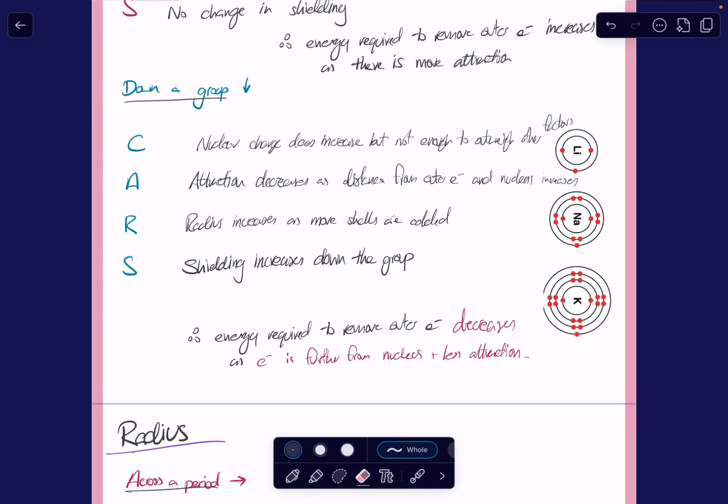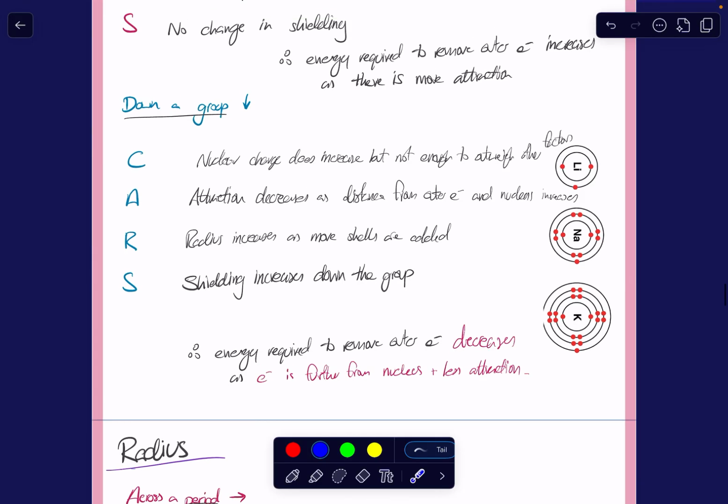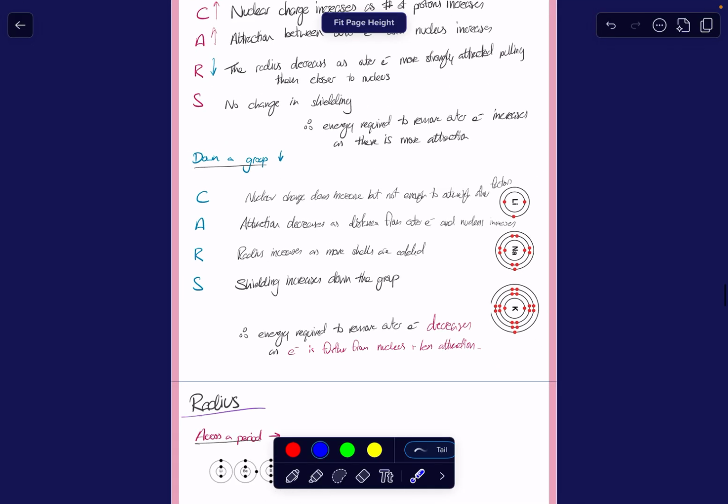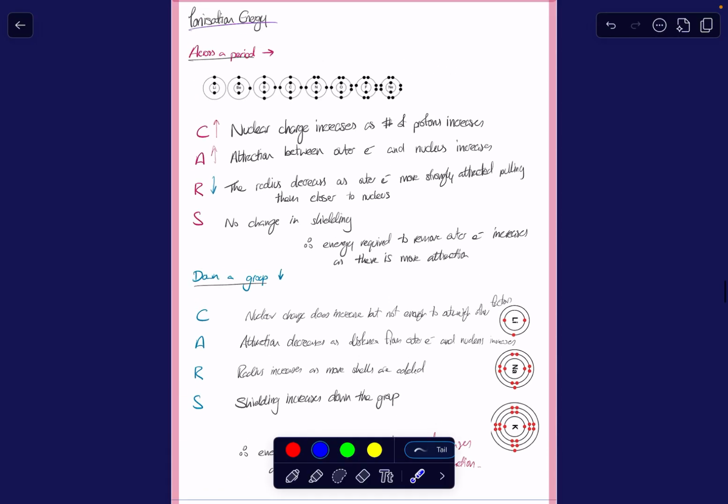Down a group. So what I've done here to try and make this a bit more visually easier to look at is we're looking at lithium going down to sodium, going down to potassium. Already you can see that potassium's much larger than lithium. So you can see where this is going to go. I've already written it out, but let's talk about it. So as I go down a group, this is where things change. This is when the location CARs comes in. Location CARs across a period, it's okay, we start along the top.